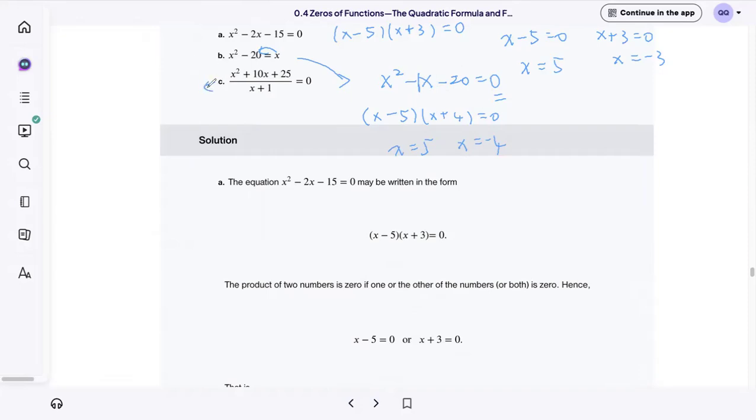Lastly, C. When the rational expression equals 0, the denominator will never be 0. So the denominator will never be 0. So that means only the numerator is 0. Then we factor this. So that is x plus 5 times x plus 5, which is x plus 5 squared. So x plus 5 equals 0, means x equals negative 5. Only one solution.